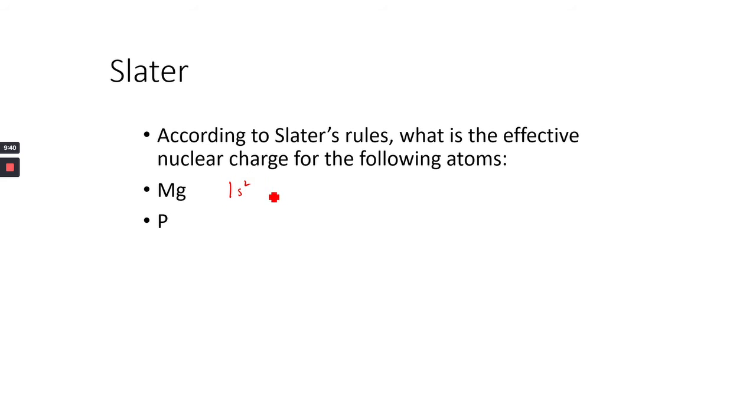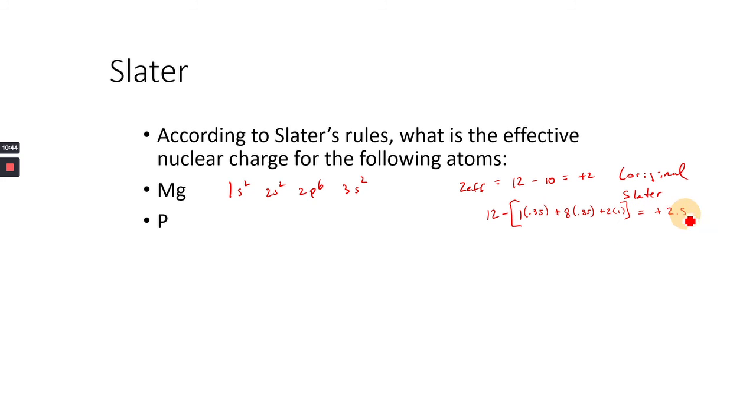Again, we have our magnesium. Remember, the original way we calculated it was 12 minus 10, and we got plus 2. Now let's try the Slater method. We still have 12 protons, and we're going to subtract now. Here is the 3s, and we are interested in one of the electrons on the 3s. There is still one electron there, so 1 on the same energy level times 0.35, plus on the second energy level we have 6 plus 2, which is 8, so 8 times 0.85. And then on the first energy level, even further away, we have 2 electrons, so 2 times 1. When we add all that up, we end up with a plus 2.85.